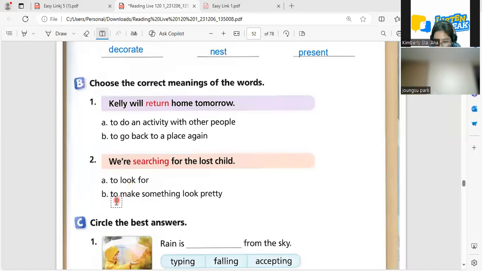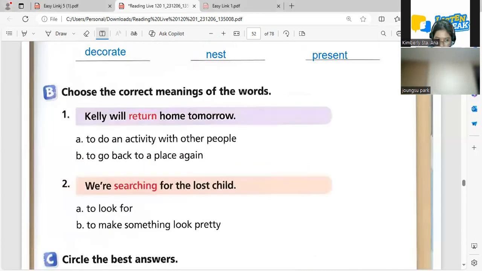Now, we will try this one, okay? We have some words here. Let's try sentence number one. Let's read. Kelly will return home tomorrow. Again, Kelly will return home tomorrow. One more time. Kelly will return home tomorrow.